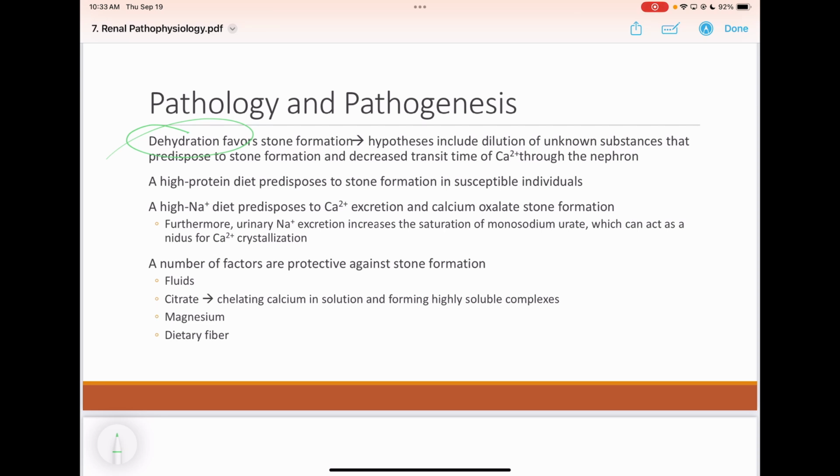It's like if you ever put too much sugar in your coffee, eventually the sugar won't dissolve anymore because you've saturated that coffee with sugar. Anything extra comes out. Same thing here with these calcium stones.